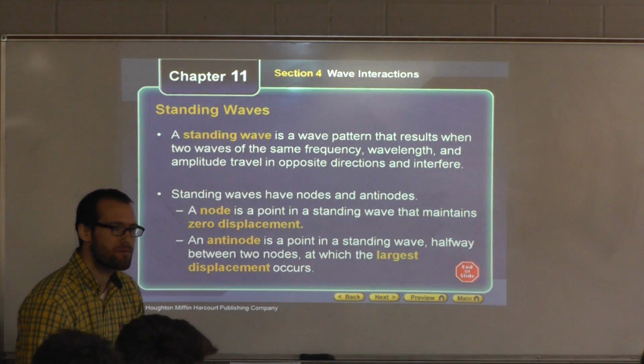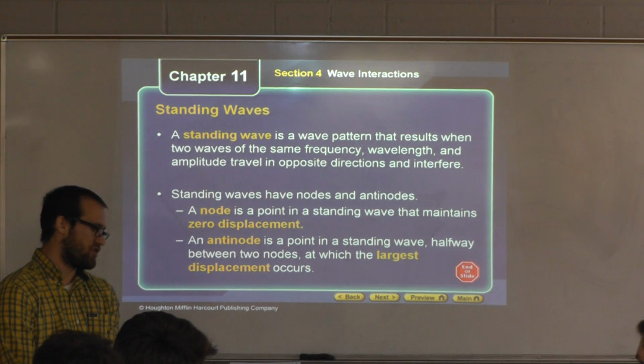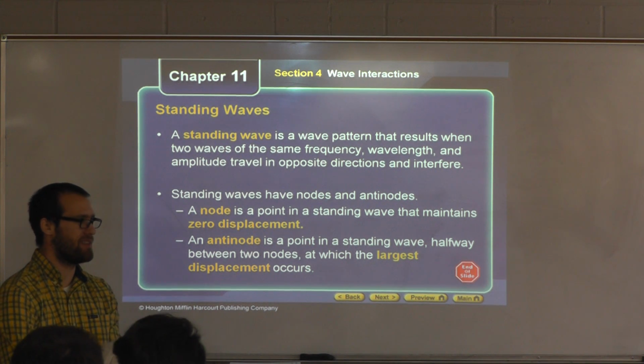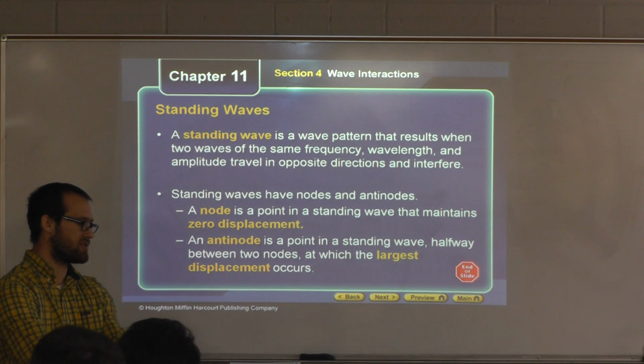There's 2 places where it's at 0 displacement, the 2 ends. Everybody see it? That's why it has 2 nodes.